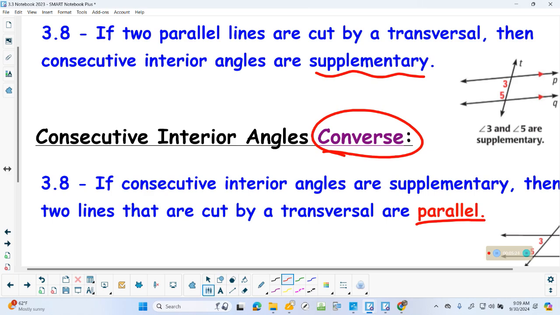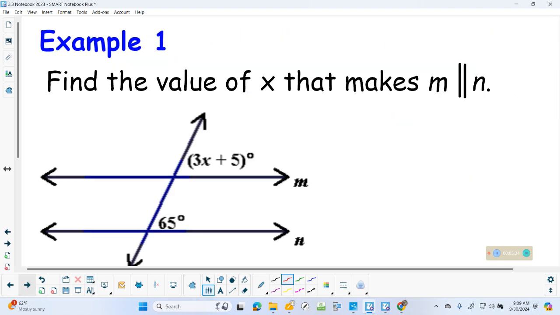Have I said converse and parallel enough? Okay, so a little bit similar, but a little backwards. Today we're going to try to show the lines are parallel. So when you look at this first example, notice there are no triangles on the lines. We do not know those are parallel. They look parallel, but I don't know that they're parallel. Find the value of x that makes them parallel.